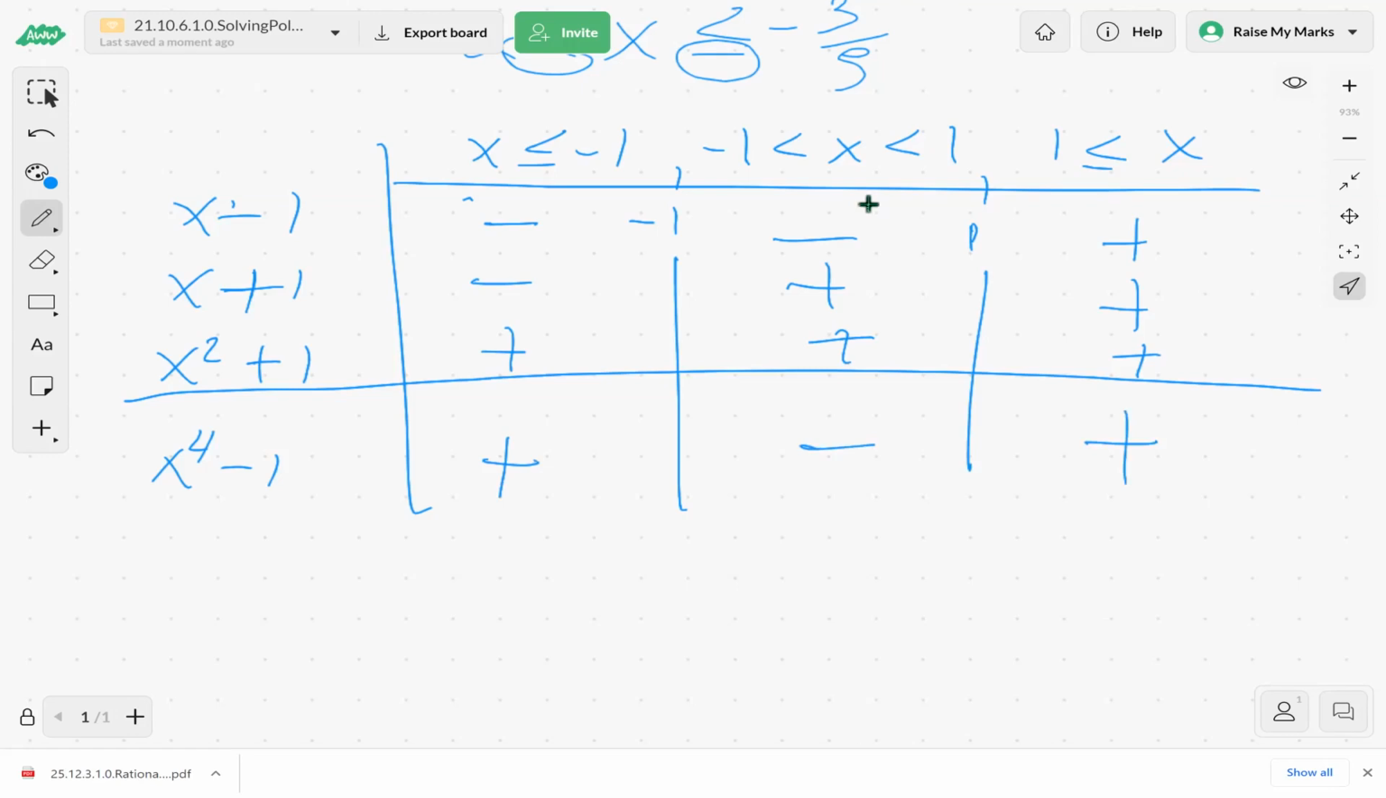So what was our original inequality? x to the power 4 minus 1 greater than or equal to 0, and that occurs when x is less than -1 or x is greater than or equal to 1. And again, we include the equality in both cases for both intervals because our original inequality included the equality as well.